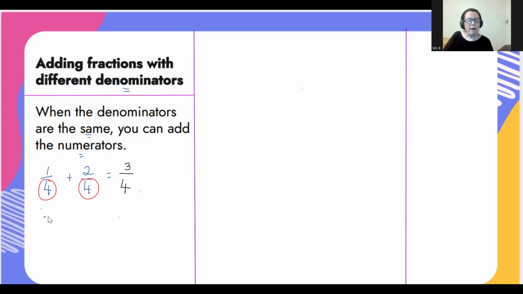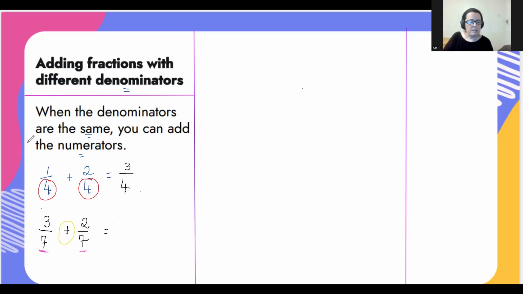Again, if I have 3/7 plus 2/7, the first thing I'm going to check is what is my operation? My operation is addition. Once I know that, the second thing I check is my denominators. And I ask the question, are my denominators the same? In this case, yes, they are.